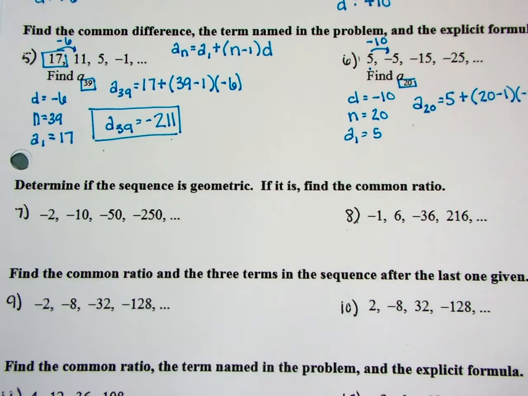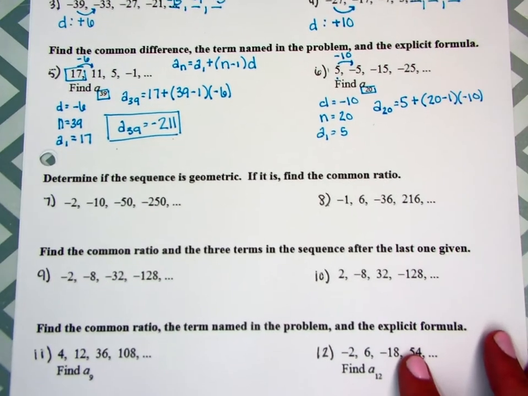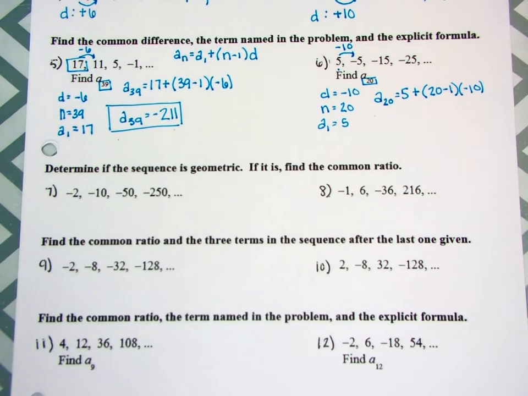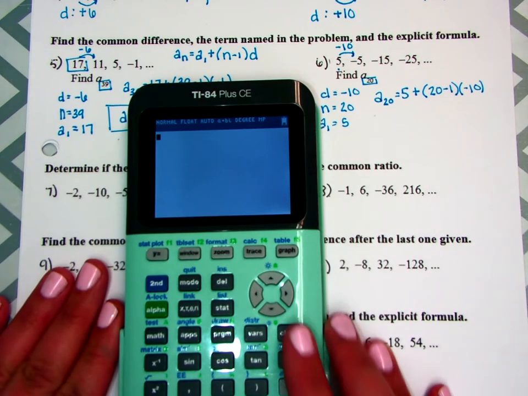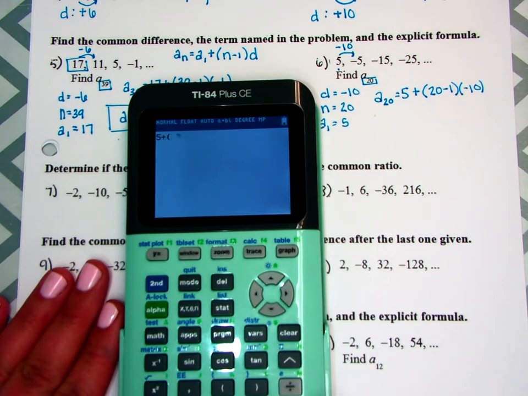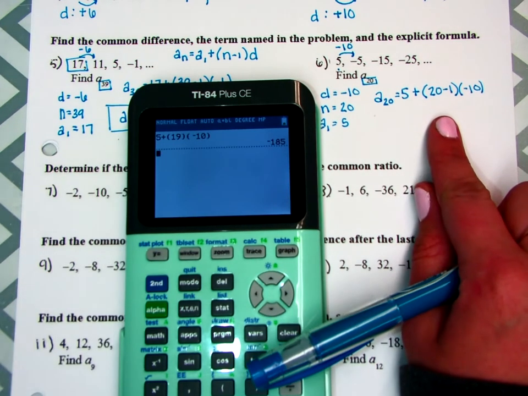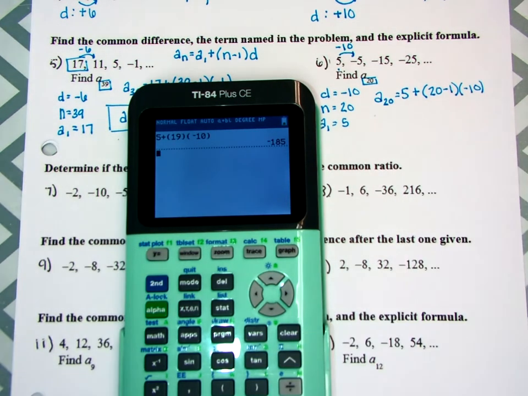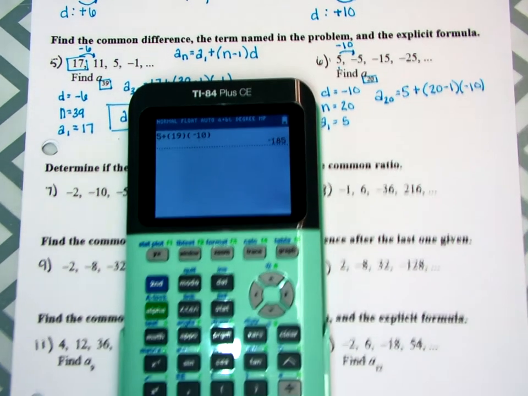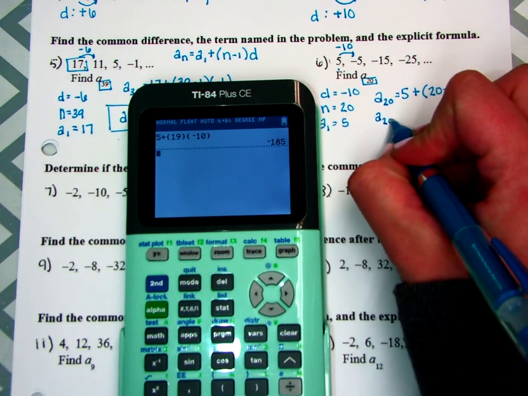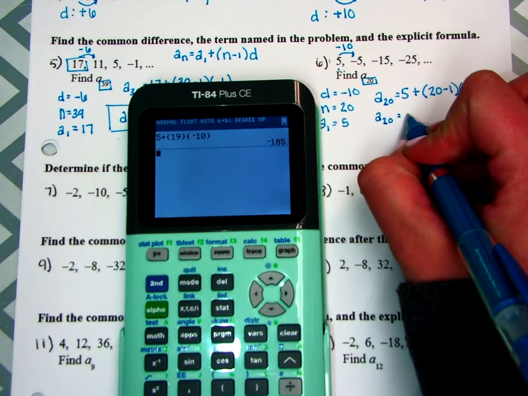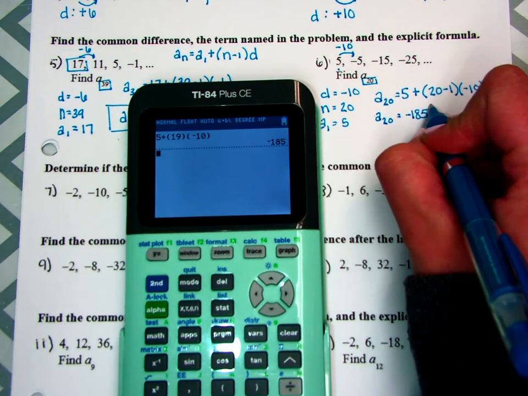Let me go ahead and zoom out just a little. There you go. To do this problem in the calculator, I'm just going to type it in how I see it. So 5 plus 19 times negative 10. Now, I went ahead and did 20 minus 1. On the last problem, I left it as 39 minus 1. You can do that, or you can just go ahead and subtract. I just wanted to show you both options, whichever one you are comfortable with. So the 20th term is negative 185.